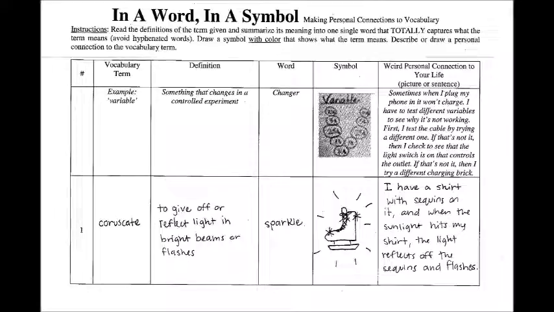Then they summarize the definition of the vocabulary word into a new single word. This requires students to use a higher depth of knowledge level, and this is done by comprehending the word and the definition, evaluating its meaning, and then synthesizing that meaning into a new term, a summary.